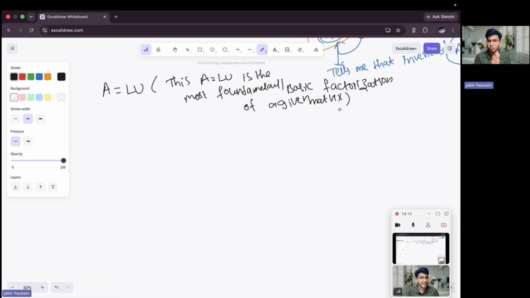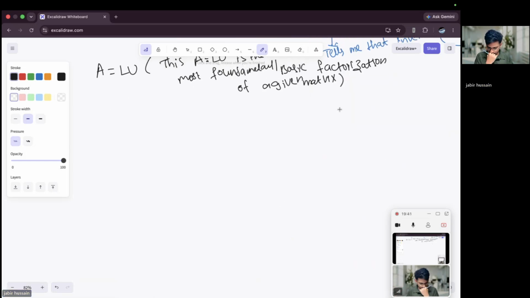And what are these L and U? U is the upper triangular matrix, which you will get after performing elimination. And L is the lower triangular matrix, which is like a record book that tells exactly what eliminations have happened. Everything is going out of my head, I know that. Let's take an example.